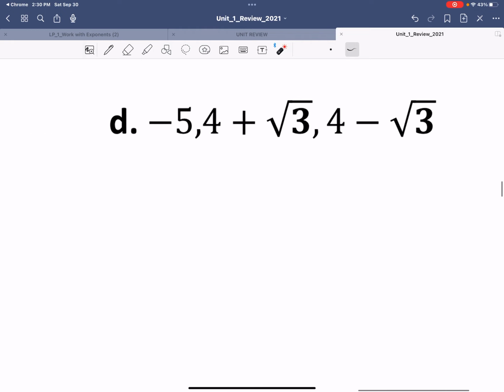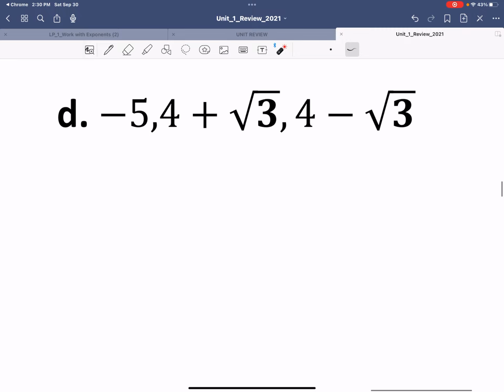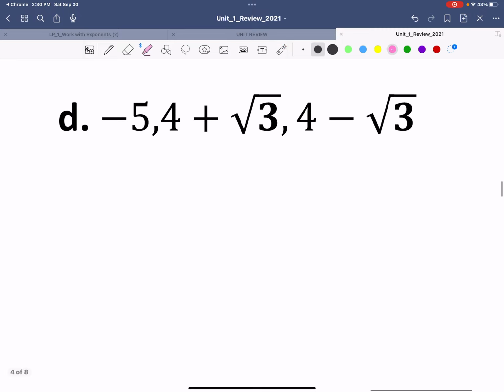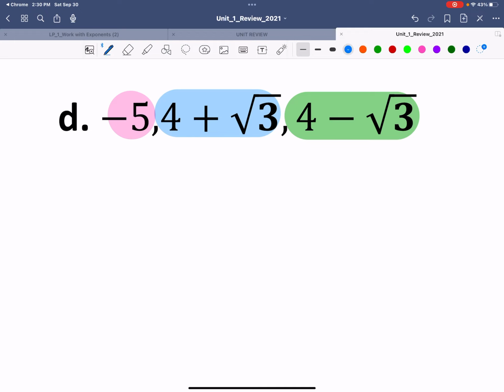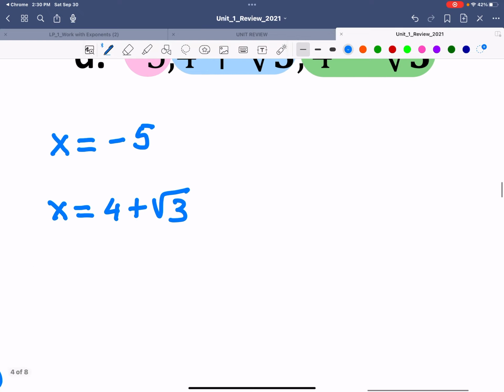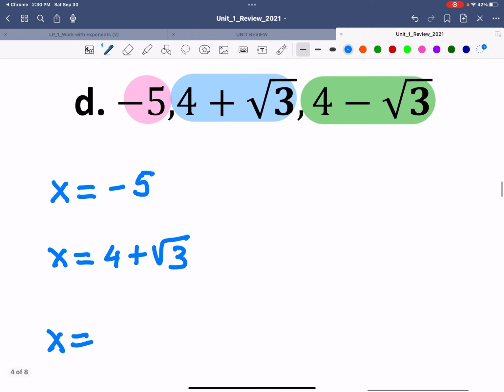Now, we're going to move on and apply this idea to the next example. So let's take a look at the roots one more time. So here we have a root of negative 5. We have a root of 4 plus root 3, and then 4 minus root 3. Again, treat these roots just like you would treat any integral root. So I will list the roots first. x equals negative 5. The next root is x equals 4 plus square root of 3. And the last one is 4 minus square root of 3.